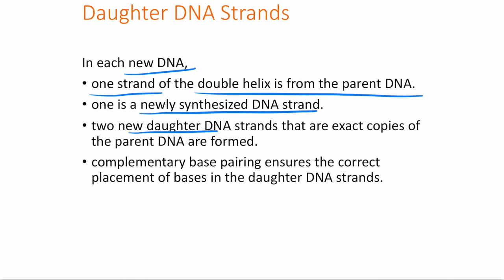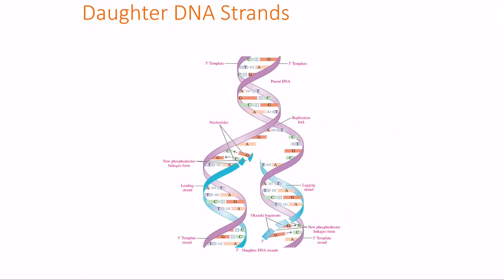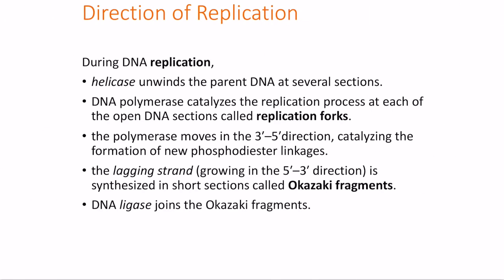And you have two new daughter DNA strands that are exact copies of the parent DNA that are going to end up forming. And the complementary base pairing ensures that the correct placement of the bases in the daughter DNA strand always occurs. So this is the process of DNA replication.